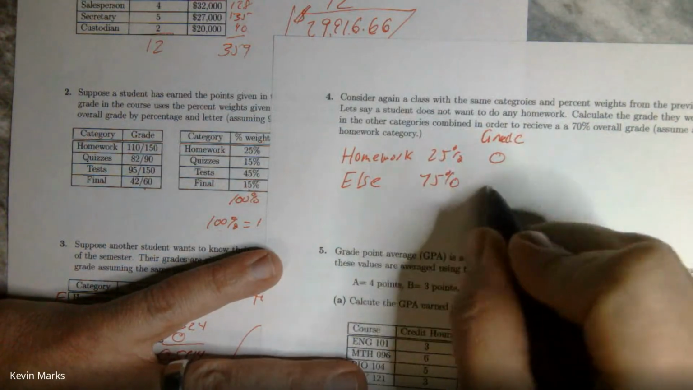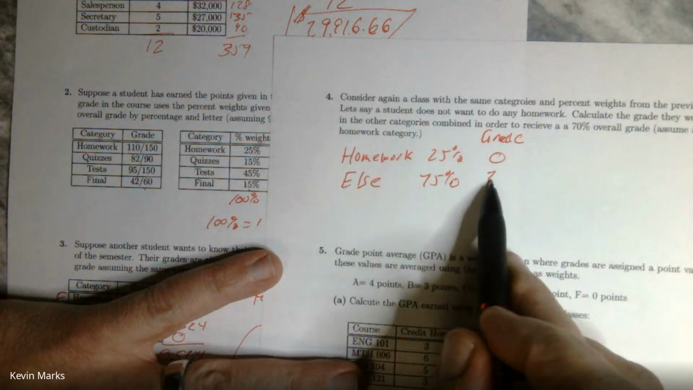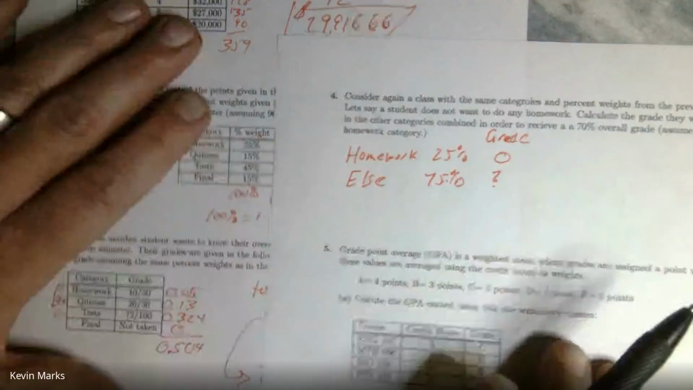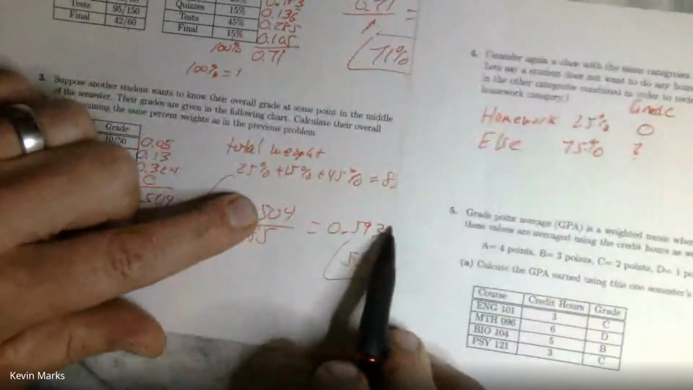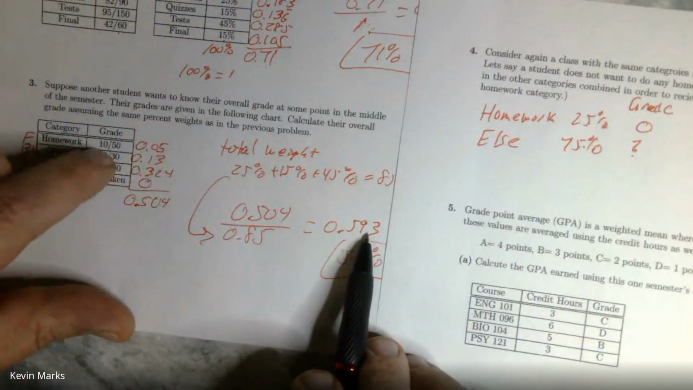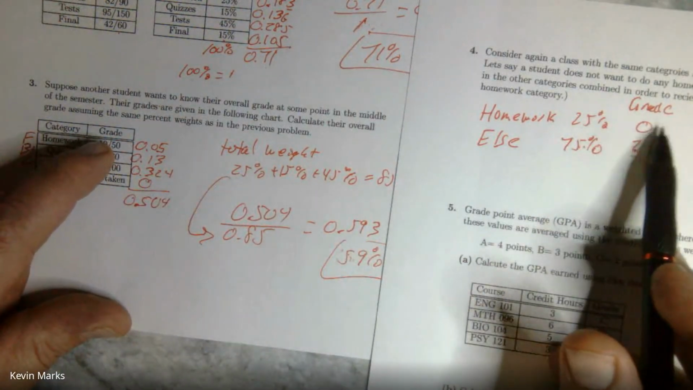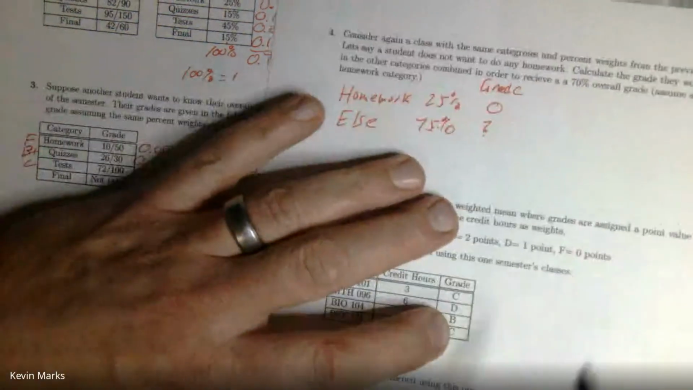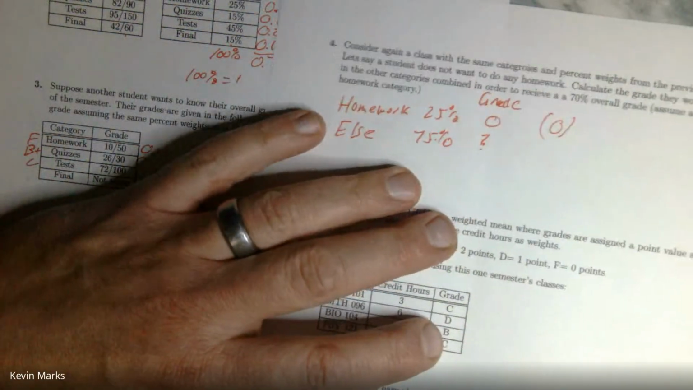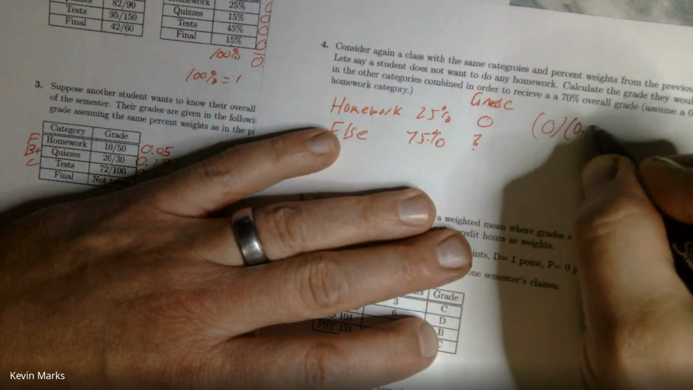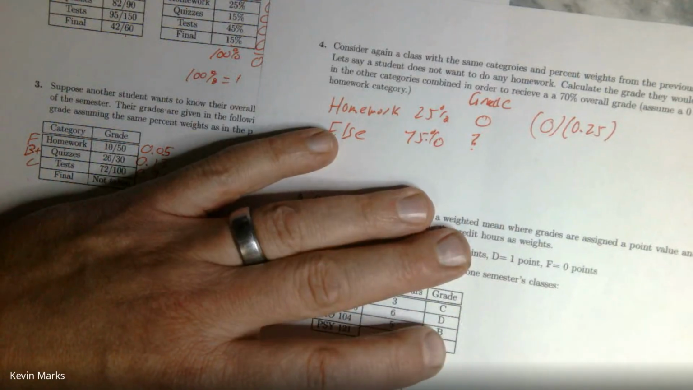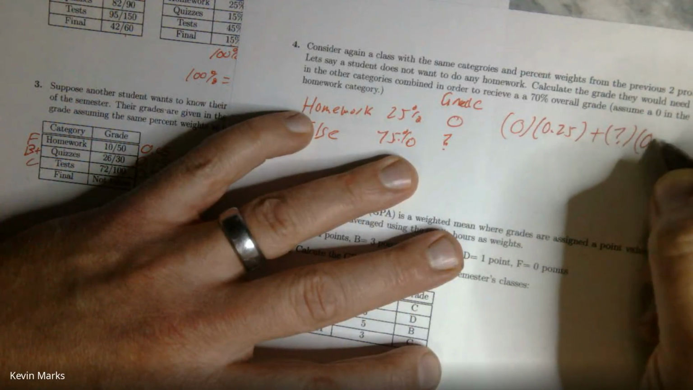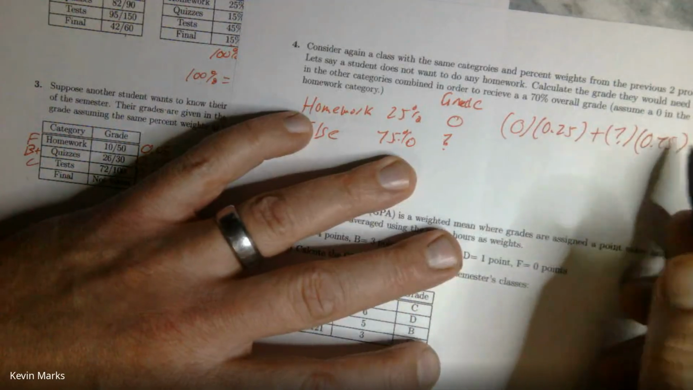They don't do any homework. This is what we're trying to figure out. What would the grade have to be in everything else just to pass the course? So how do we find their overall grade? You take the grade that they're getting, multiply it by the percentage, and then you add those all up. So they have a 0 in the homework. Technically, that would be times the weight 25. And then you do the same thing with the other one. I don't know what the grade is, but that's going to be worth 75. You add those all up.